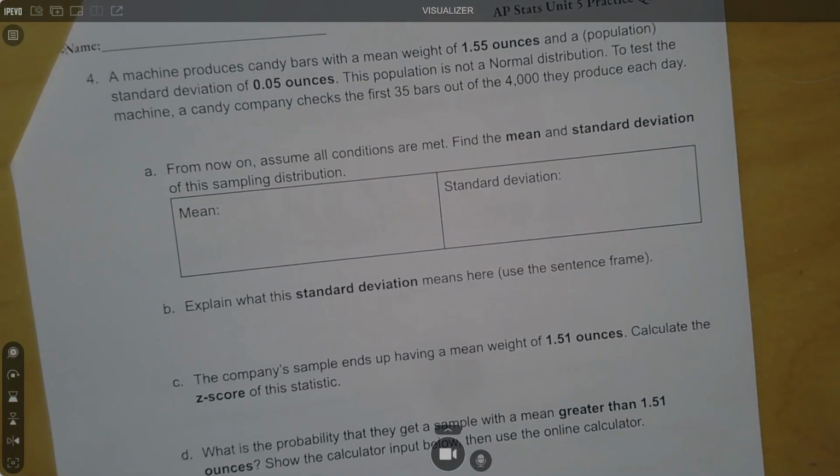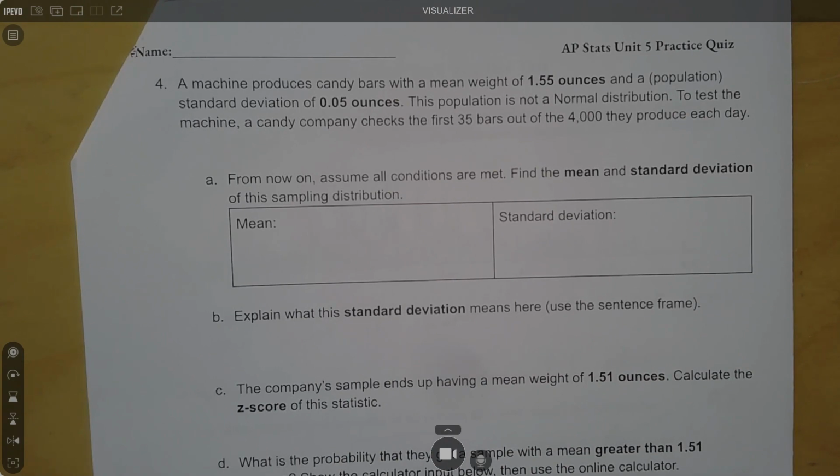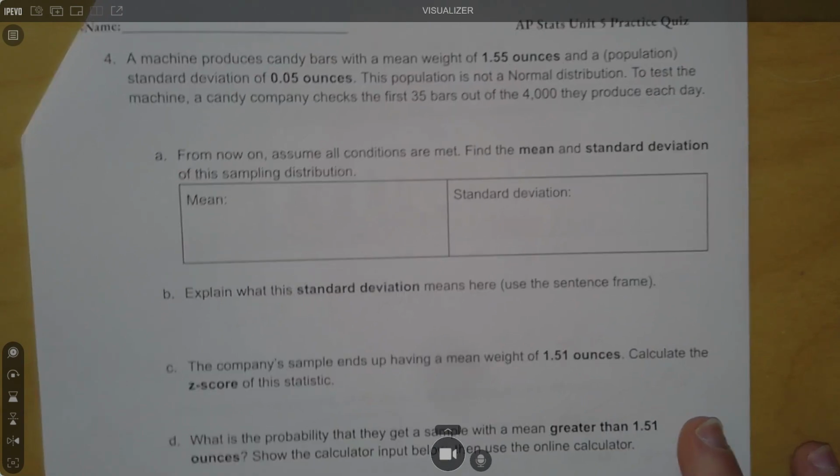Okay, last page here. A machine produces candy bars with a mean weight of 1.55 ounces and a population standard deviation of 0.05. The population is not a normal distribution. To test the machine, a company checks the first 35 bars out of the 4,000 they produce each day. From now on, assume all conditions are met. Find the mean and standard deviation of this sampling distribution.